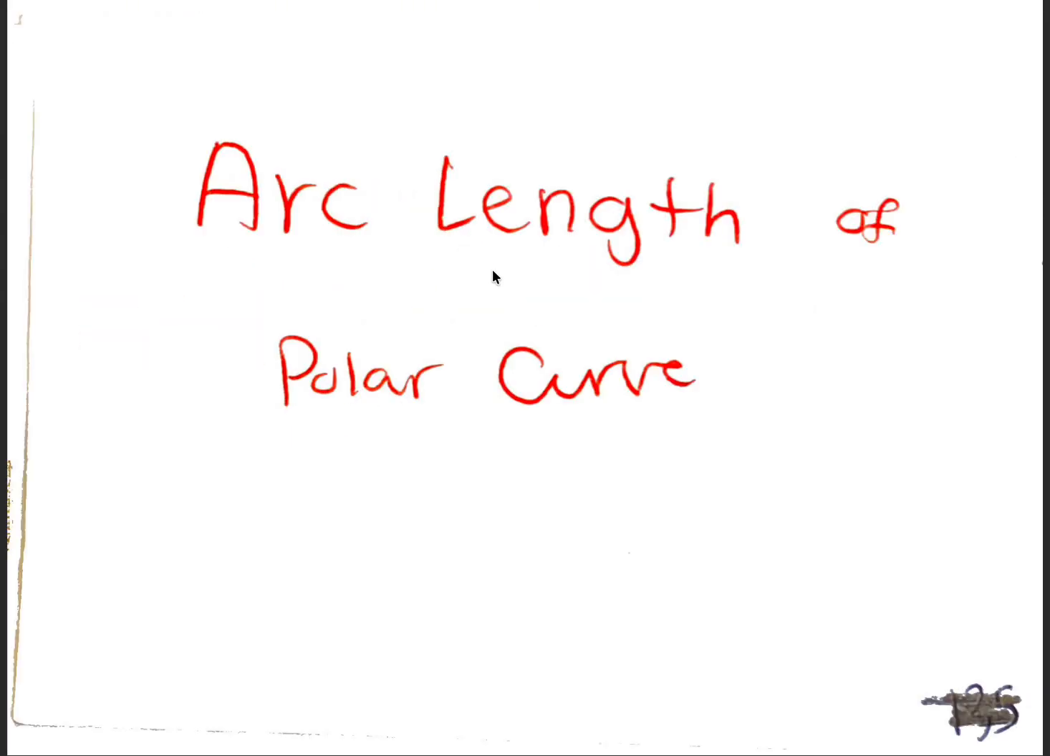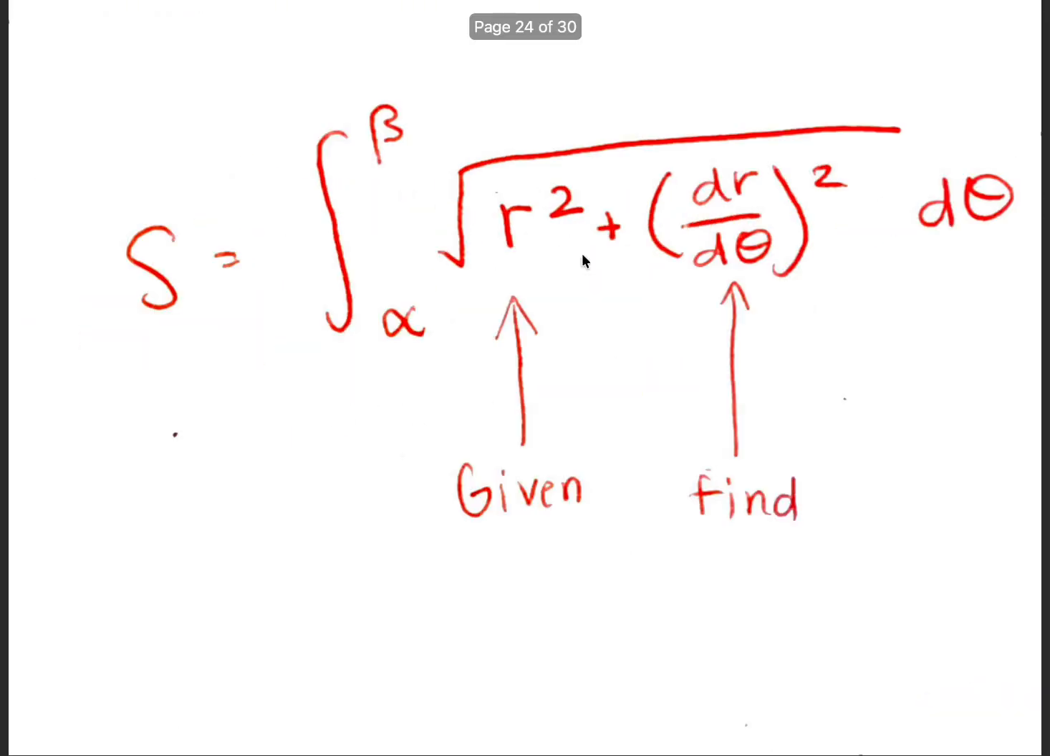The arc length of a polar curve is the same idea. Using s to represent the arc length, s is equal to the integral from alpha to beta of the square root of r squared plus (dr/dtheta) squared. In most cases r will be given, and dr/dtheta is what we have to find. After we find dr/dtheta, we plug that back in, and then we solve.